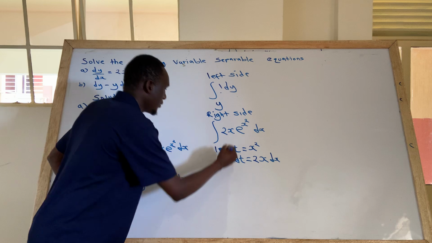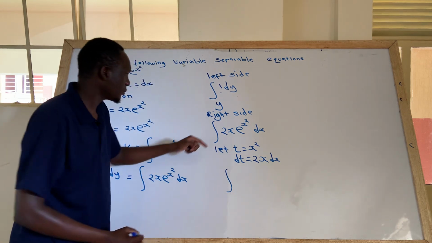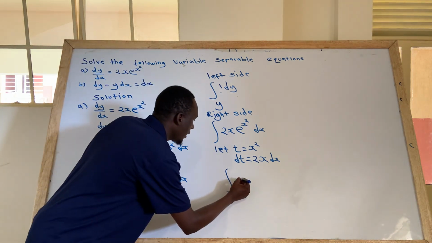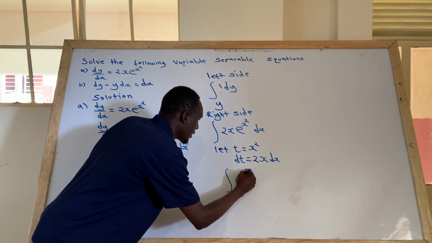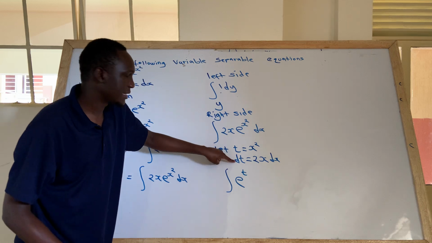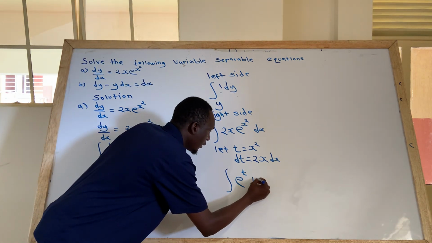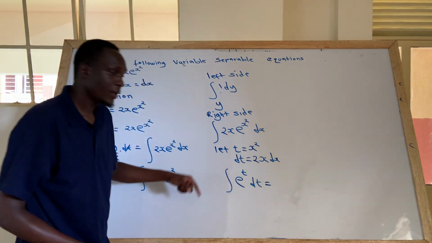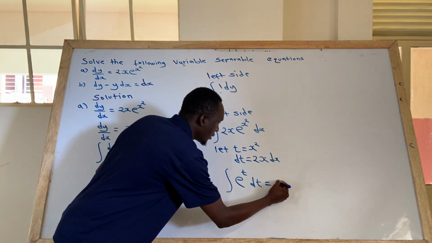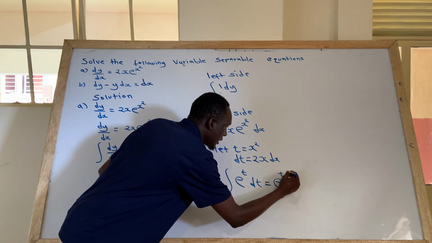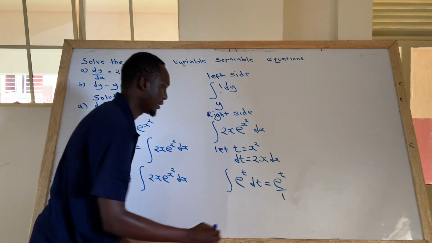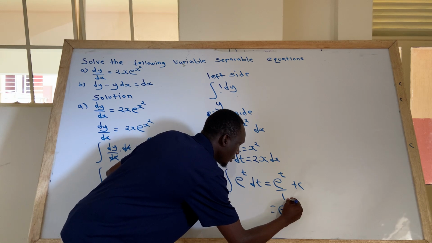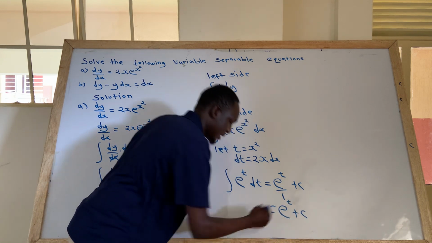Now let us substitute. We have e raised to x squared, and our x squared now is t. Now we have e raised to t, and 2x dx is dt. Integrating this, remember the coefficient here is 1. So we'll have e raised to t over 1 plus c, which is simply e raised to t plus c.